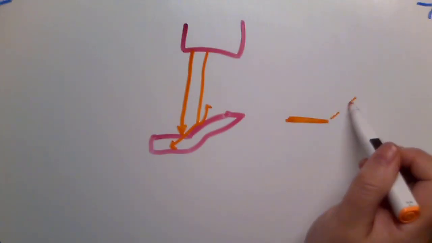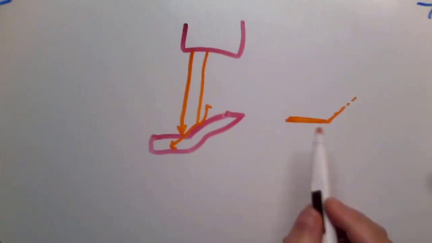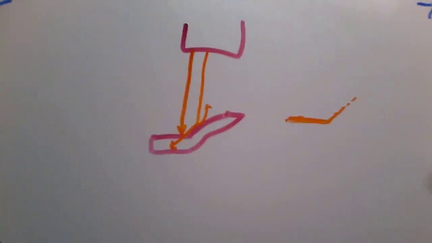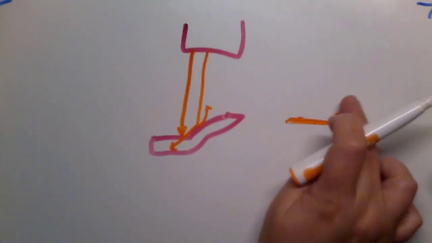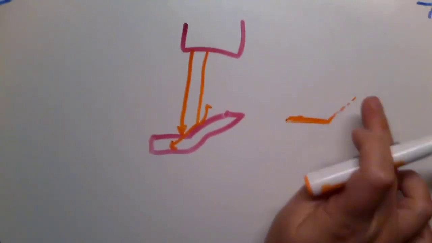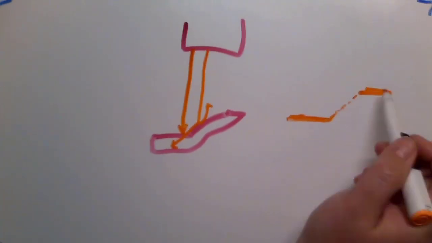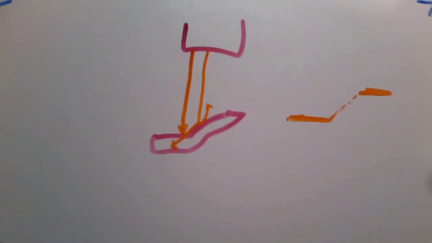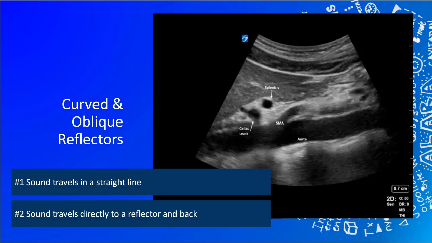So that area might just be kind of loosely reflected compared to the normal incidence area. So we just don't get the same amount of information coming back from those curved reflectors. And then again, the sound could make a strong interaction with that 90-degree reflection again. So technically with curved and oblique reflectors, sound is no longer traveling in that straight line because it's being refracted into another area, and that sound is not necessarily traveling directly from a reflector and back.